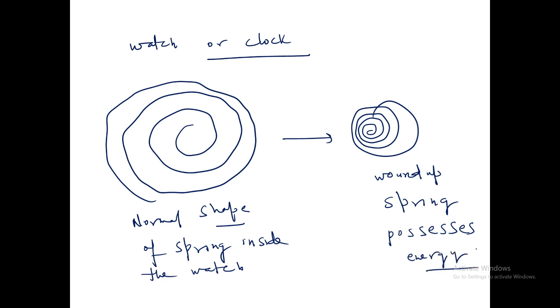So when a watch or clock is wound up, some work is done on the spring of the watch and it gets coiled more tightly. This work gets stored up in the compressed spring in the form of elastic potential energy. As the spring unwinds, the potential energy is gradually converted into what? Kinetic energy, and the hands of the watch start moving. So this is the mechanism behind the running of any watch or clock. So second important thing, potential energy.